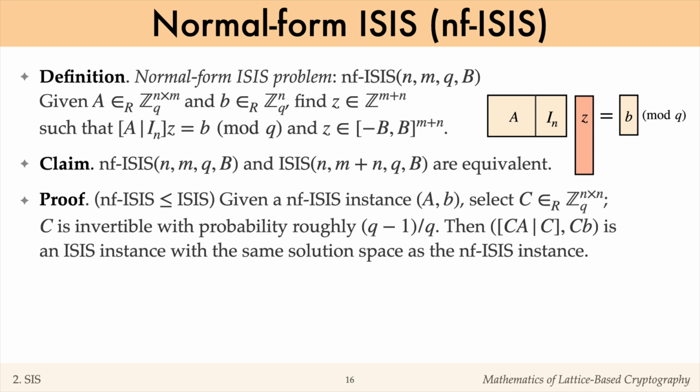Now, assuming that C is invertible, C times A is a uniformly random n times m matrix, and C times B is a uniformly random and independent length n vector. Thus, (CA, CB) is an ISIS instance. This ISIS instance has the same solution space as the normal form ISIS instance (A, B). Thus, we can use the ISIS solver to efficiently find an ISIS solution with non-negligible probability. And this is also a solution to the given normal form ISIS instance, thus proving that normal form ISIS reduces to ISIS.